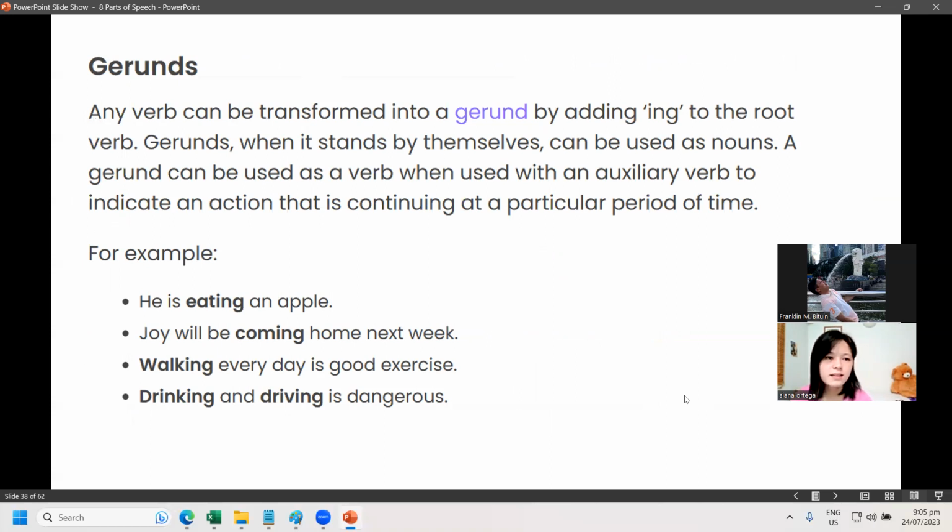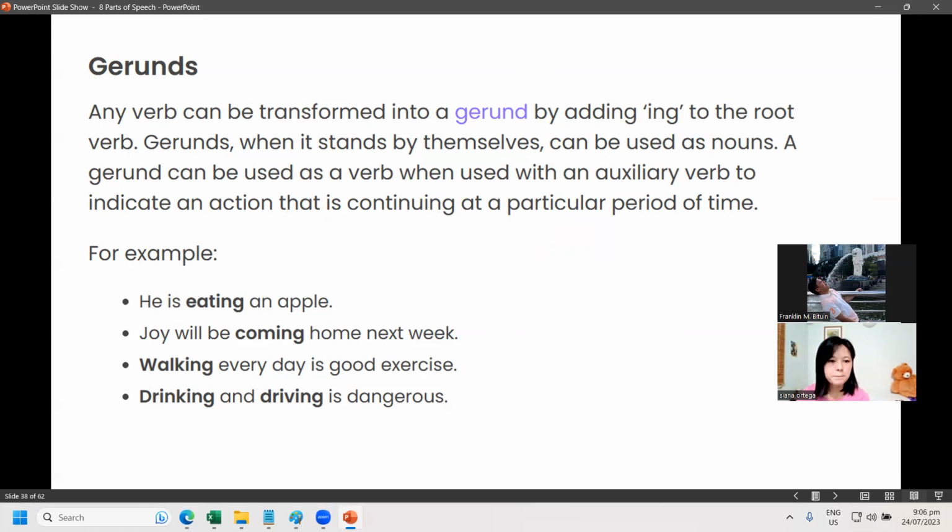Please read this. Gerunds. Any verb can be transformed into a gerund by adding -ing to the root verb. Gerunds, when they stand by themselves, can be used as nouns. A gerund can be used as a verb when used with an auxiliary verb to indicate an action that is continuing at a particular period of time. For example, he is eating an apple. Joy will be coming home next week. Walking every day is a good exercise. Drinking and driving is dangerous.